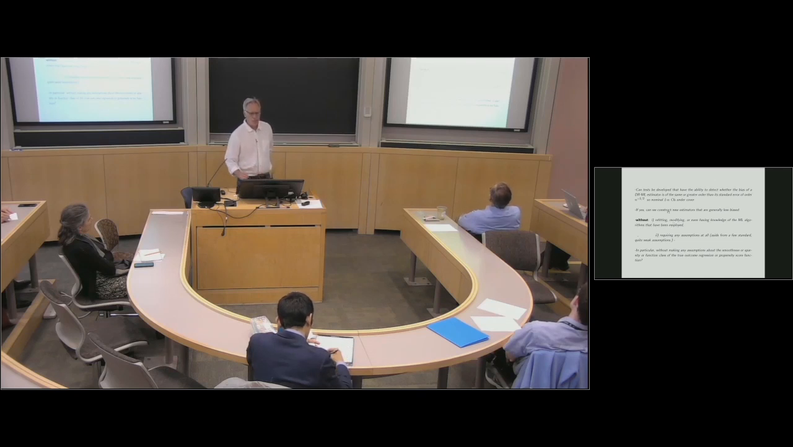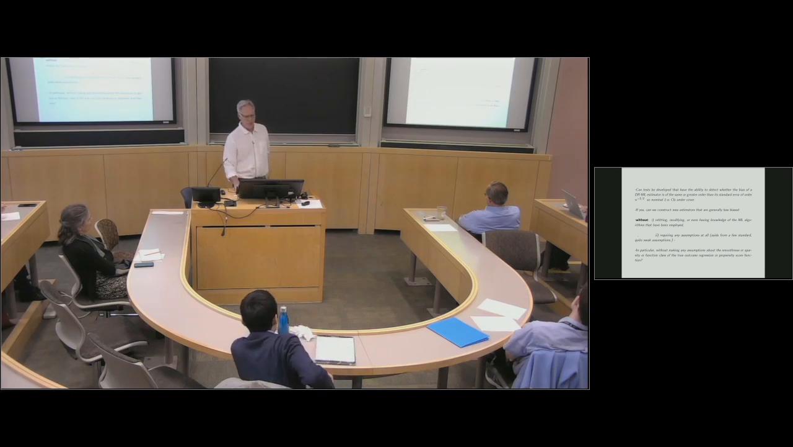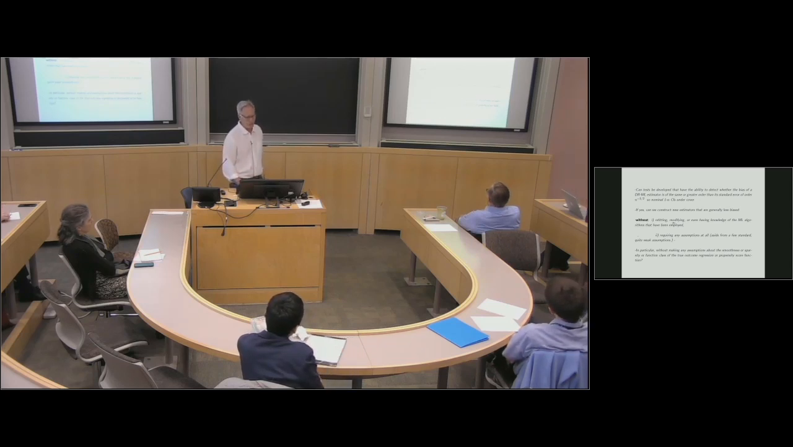If yes, if we do the test and it rejects, can we construct new estimators that are generally less biased without refitting, modifying, or even having knowledge of the ML algorithms that have been employed, or essentially requiring any assumptions at all?